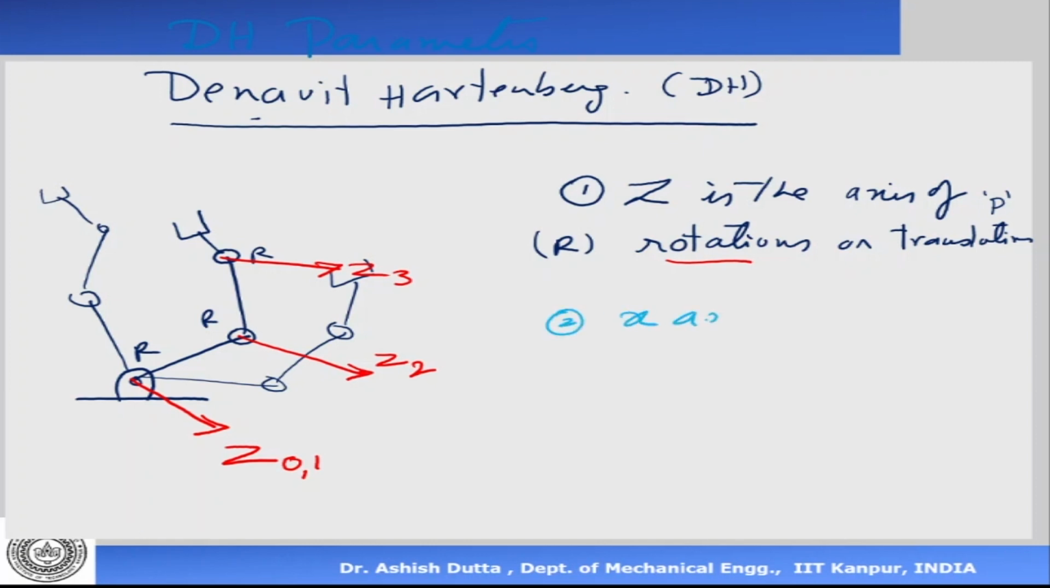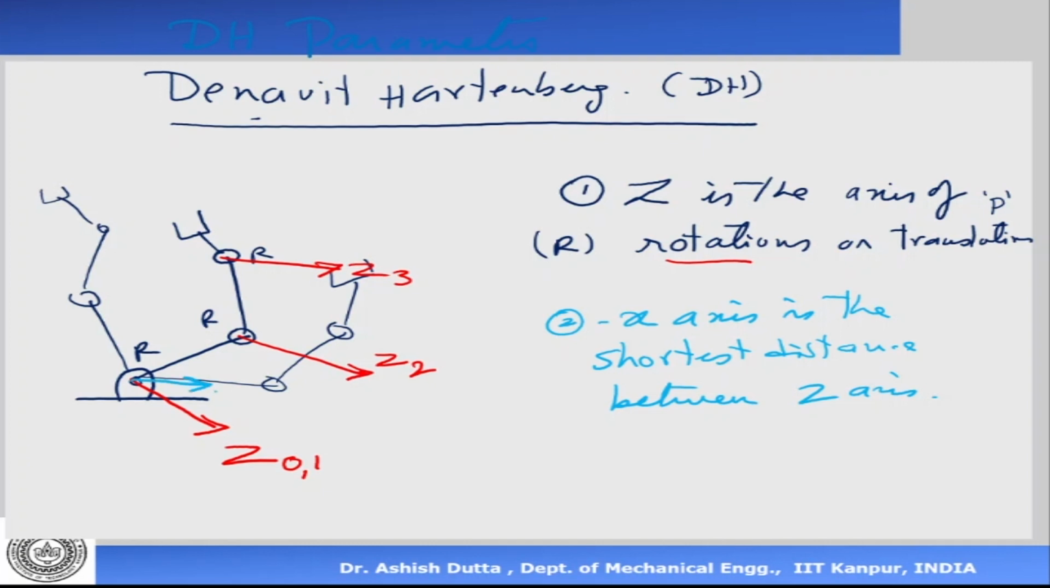Rule number 2 is the x-axis is the shortest distance between the z-axes. This also is easy to understand. So where is the first x? The first x0 can be anywhere because it's a reference frame, so my x0 is here. Then the next x is the shortest distance between the z's. So what is the shortest distance between z1 and z2? It is the perpendicular distance, so this is my x1. Similarly, between z2 and z3, this is my x2, and that's my x3. Okay, so we have assigned our x-axis and our z-axis.